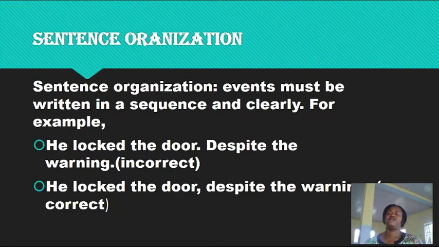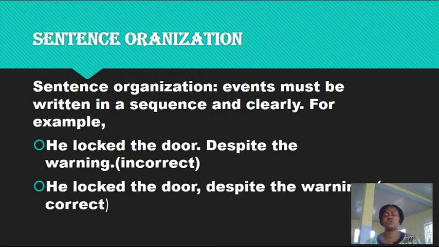Sentence organization. Events must be written in a sequence and clearly. For example, he locked the door despite the warning. He locked the door. There's a comma, not a full stop, before despite the warning. You are still flowing. Regardless of the fact that he is the subject, locked is the verb, the is the article, and door is the object, it does not mean that your sentence has ended.